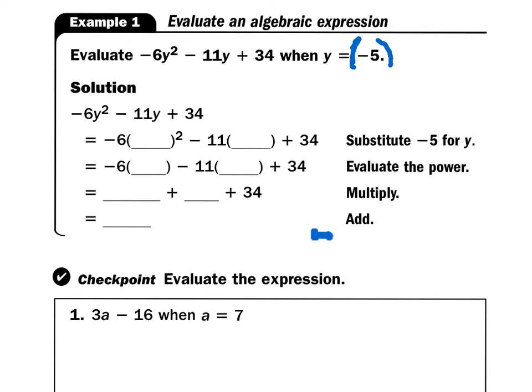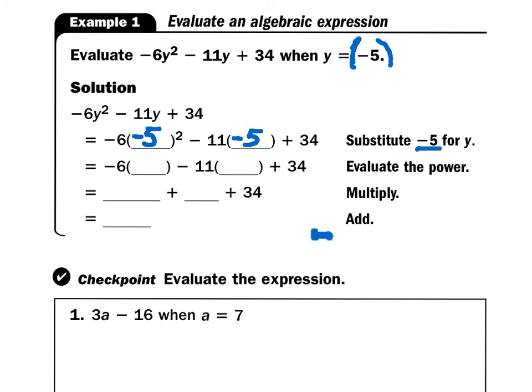So the solution is y squared, that'd be negative 5 squared, and then minus 11y is negative 11 times negative 5, plus 34. So what did I just do? I substituted negative 5 for y. Dear Aunt Sally rules say that grouping symbols first. I have grouping symbols, the parentheses, but I don't have any operations in there. So I go ahead and do step 2, evaluate the power.